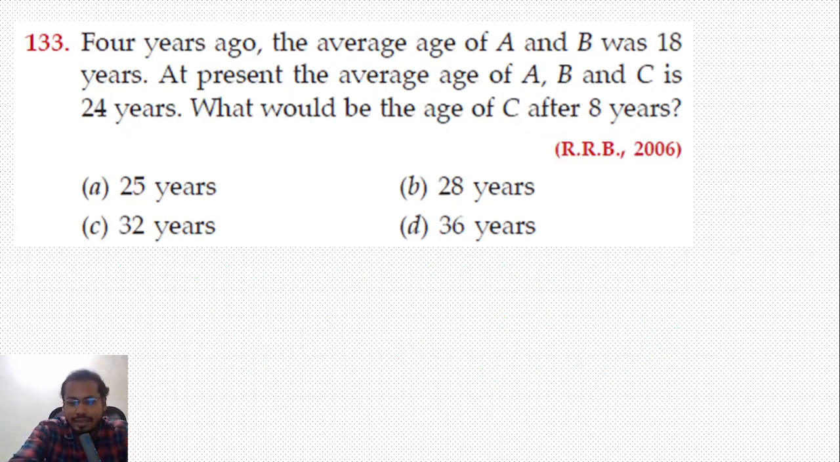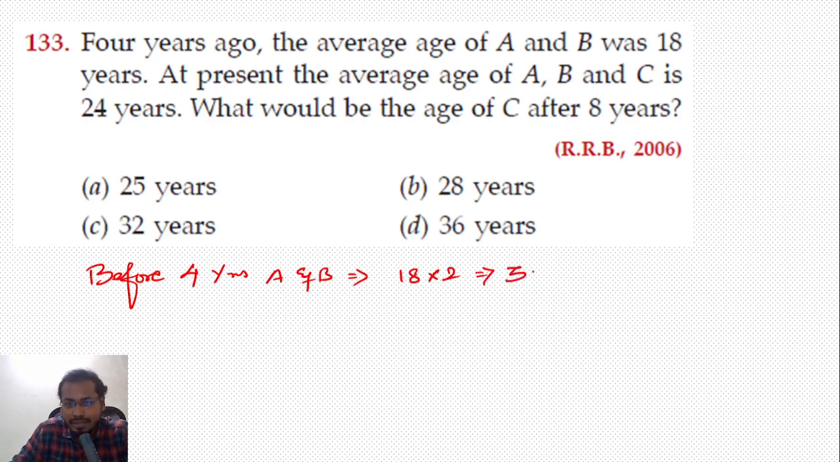Easy. Next one. 4 years ago, the average age of A and B was 18 years. So before 4 years, A and B, 18 years. That means 18 into 2. What is the sum? 36. Right here itself. At present, the average age of A, B and C is 24.